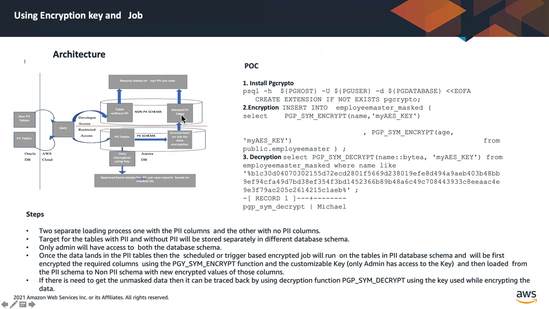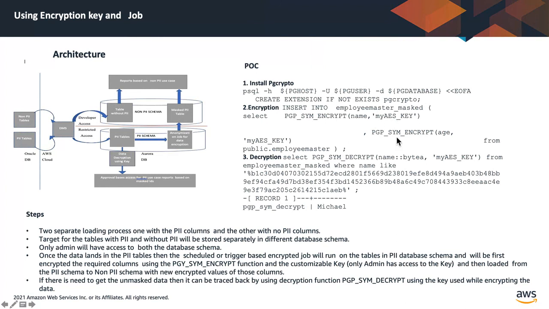And again, to decrypt it, you have to run the pgp_sym_decrypt function to get the actual name of the user. So this is the command which is used to install the pgcrypto extension. And after installing it, I just inserted some sample rows into it, like name and age. And once I have inserted them, I have used the functions to encrypt the data before storing it.